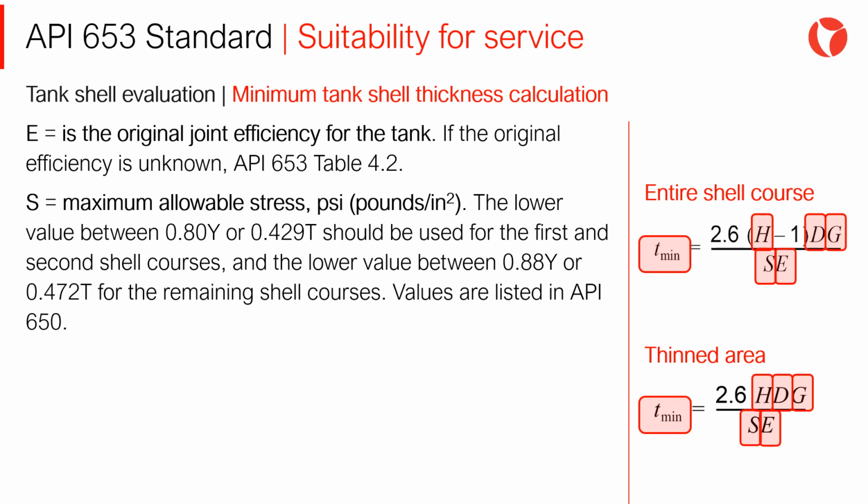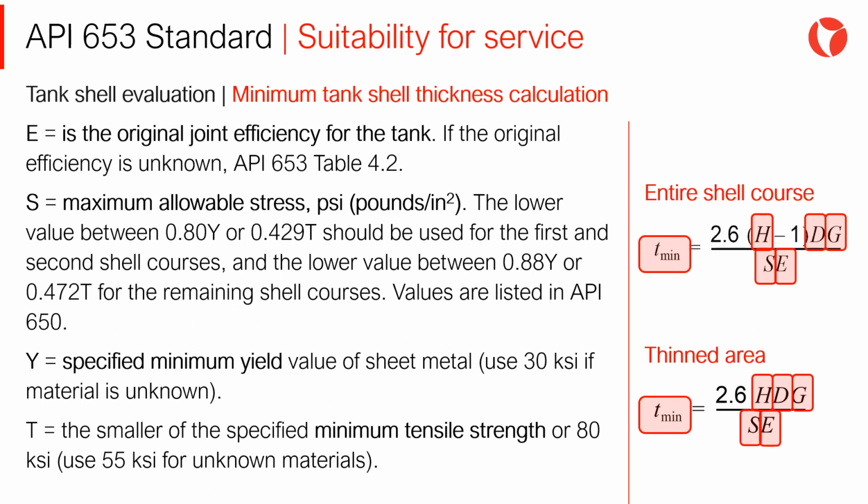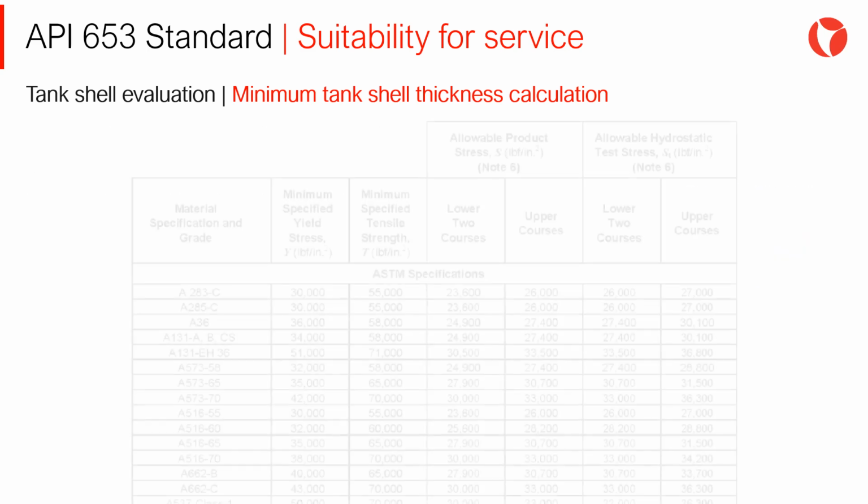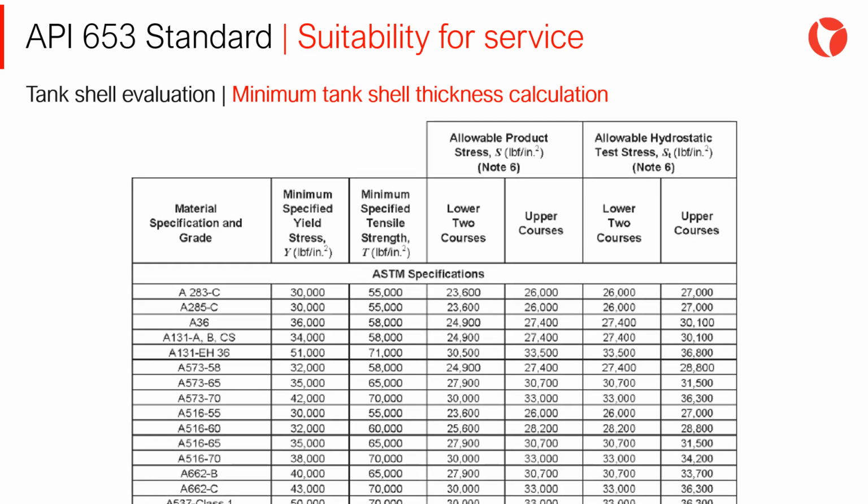S is the maximum allowable stress in PSI, and the maximum allowable stress is obtained through the variable Y, that is the specified minimum yield strength, and T, that is the minimum tensile strength. The table from the API 653 standard, shown on the screen, presents all the materials that can be used for the repair or construction of storage tanks. So in this table we will find the values of the allowable stress, yield strength, and minimum tensile strength.